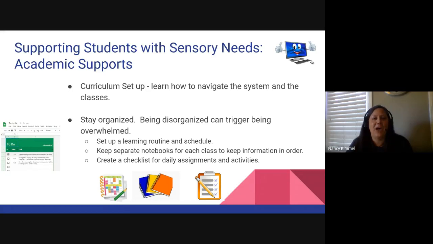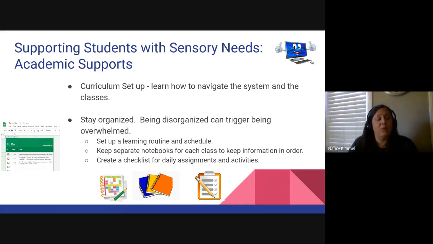Being organized helps students with being proactive to avoid that sensory overload, feeling overwhelmed in classes, and even students that don't have sensory needs can get this way. Feeling that overwhelming feeling in classes or like there is too much going on can contribute to that sensory overload.